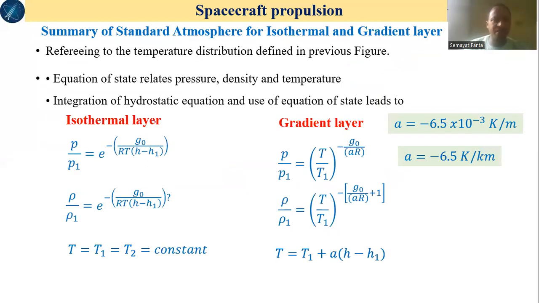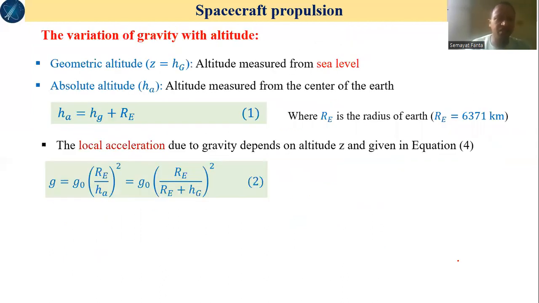So this is just a summary for the isothermal layer. For the isothermal layer, temperature is constant. For the gradient layer, temperature equals the temperature at sea level, T naught, plus A times H minus H1. Here H1 is H naught, which is actually zero, and H is any arbitrary altitude. This A is the lapse rate, which is given like this. So this is all about that region.